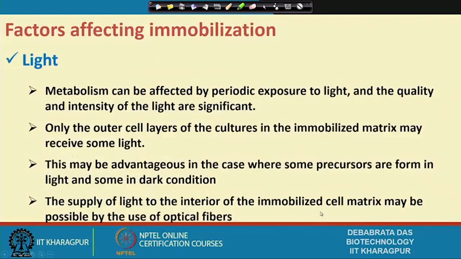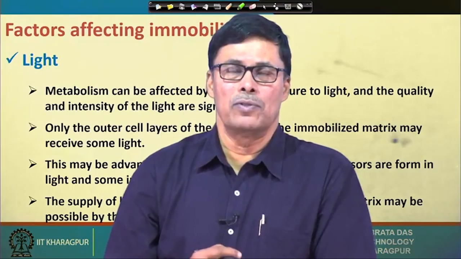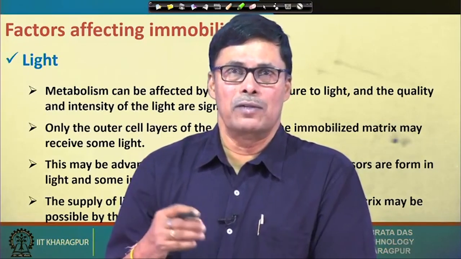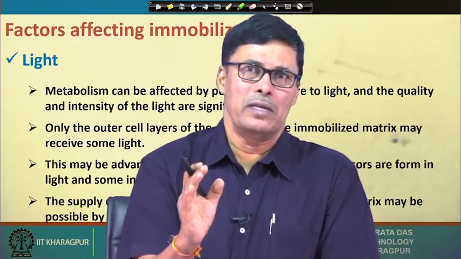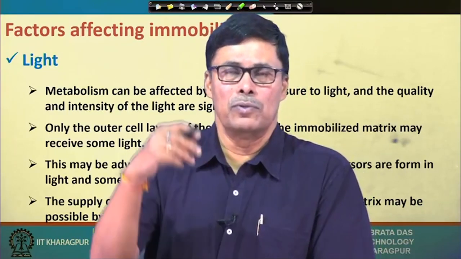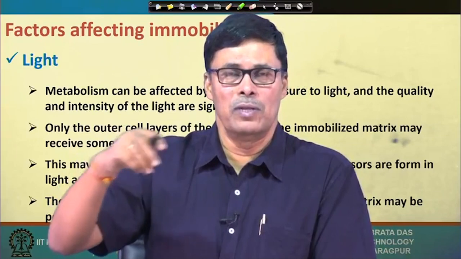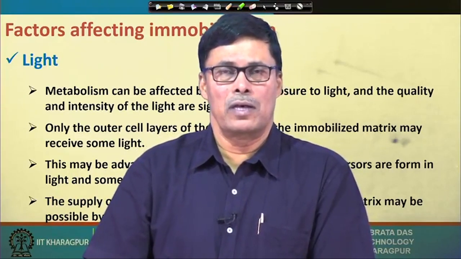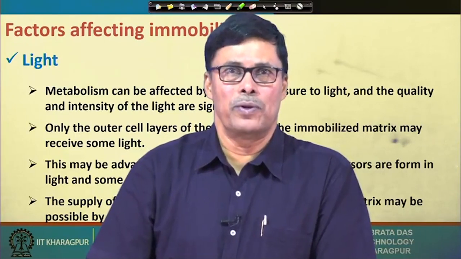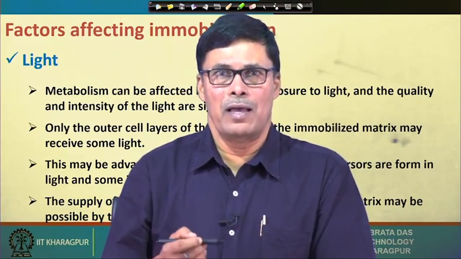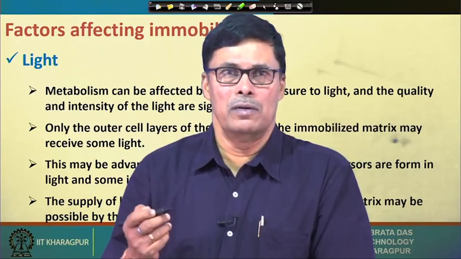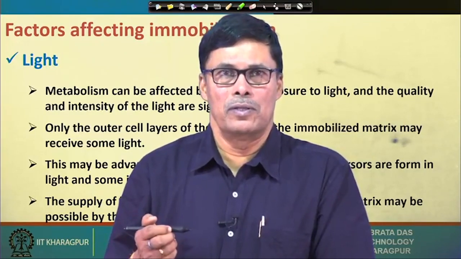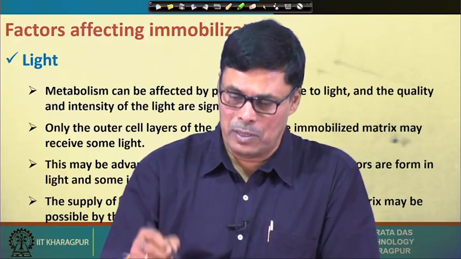Now, light also plays a very typical role in the case of an immobilized whole cell system, particularly for photosynthetic organisms. They require light, so the matrix gives some kind of barrier to light penetration. So we have to put LED lights inside the reactor so that light transmission may be proper. In that way, we can reduce the light penetration problem to some extent.